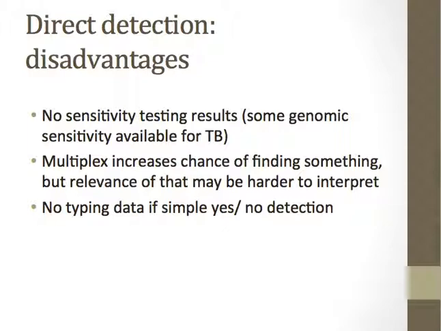Of course, it's not without its disadvantages. You don't get any sensitivity testing results if you don't try and grow something, although for TB, we can now get some genomics sensitivity results. If you do a multiplex, if you try and detect lots of things, it massively increases the chance of finding something, but the relevance of that may be much harder to interpret.